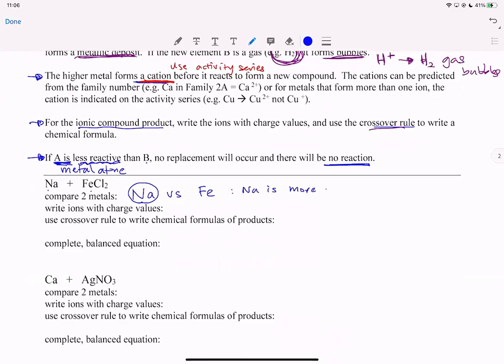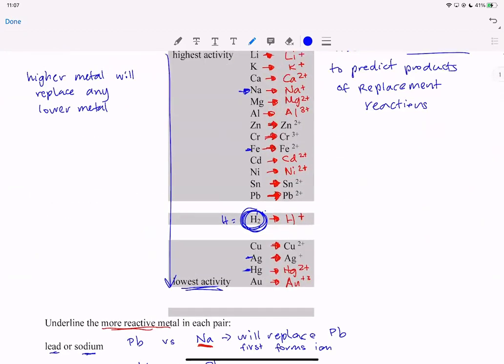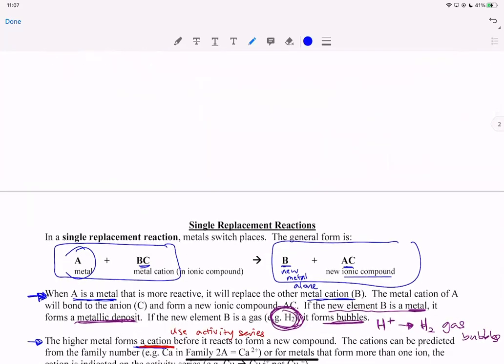which means it's more reactive. And if it is more reactive, it will replace the iron. So let's see if that can happen. Yes, this can happen. Sodium is the metal alone. It can take over that spot of the Fe. In that process, it doesn't just slip in there. You have to write the ions with those charge values. Okay, so what are the ions for all of these, for Na, for Fe, and Cl2? Well, we need to go back to the activity series and use the activity series to figure out what the ion of sodium is. So sodium forms the Na plus ion. So you can write that one.